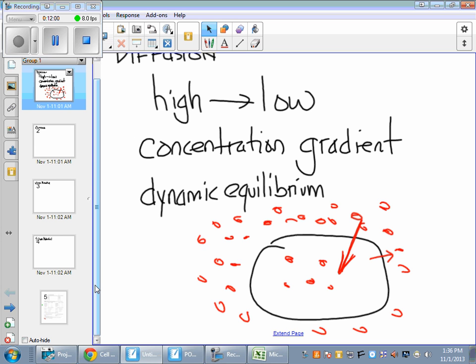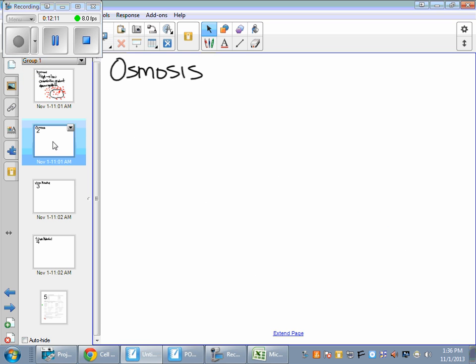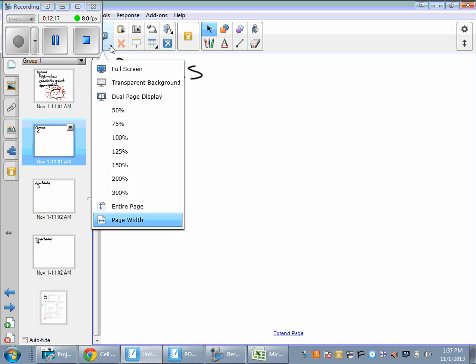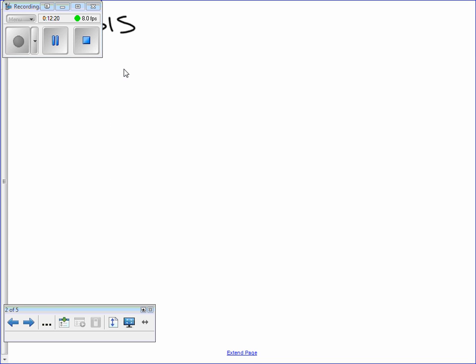The other big type of path of transport besides diffusion and facilitated diffusion is specifically the movement of water, which we call osmosis. Okay? And osmosis is a fairly critical piece of the puzzle. Now this stupid timer's blocking it. Oh well. So we got osmosis. Osmosis is literally the diffusion of water. Again, goes with a gradient, high to low, trying to reach equilibrium.